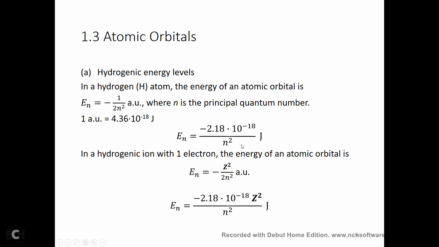For the hydrogenic ions, such as helium plus, lithium 2 plus, beryllium 3 plus, and boron 4 plus, we have a slightly different equation. This is -Z²/(2n²), and therefore the energy is -2.18 attojoule times Z²/n². For beryllium 3 plus, Z is 4. For boron 4 plus, Z is 5.